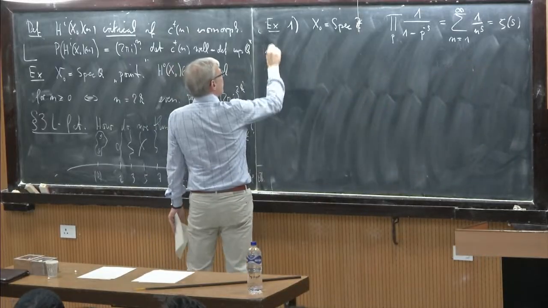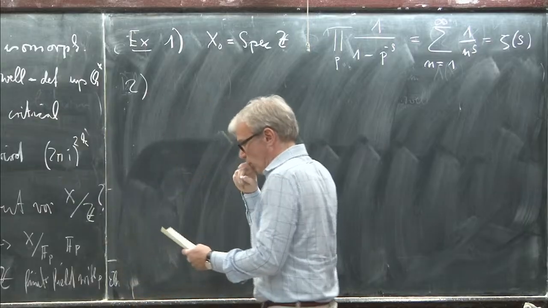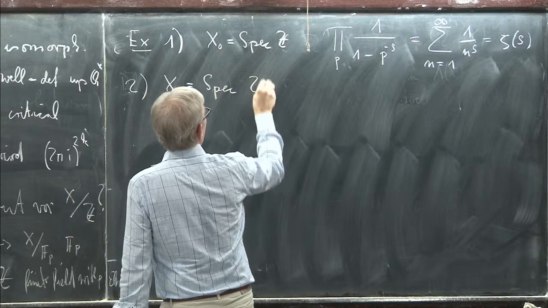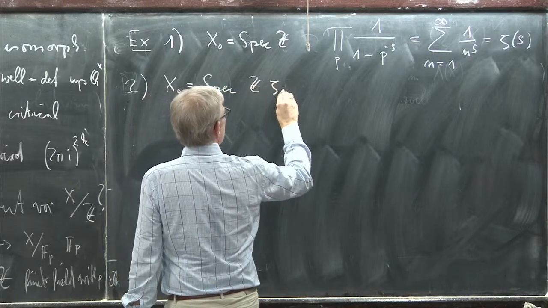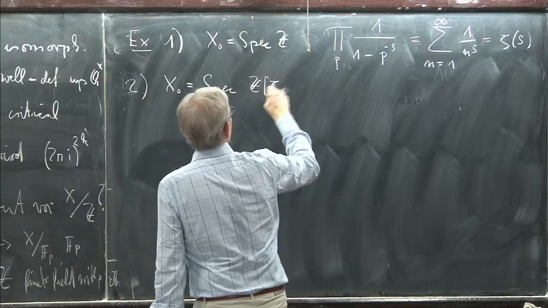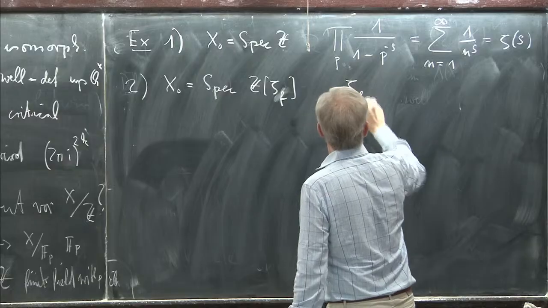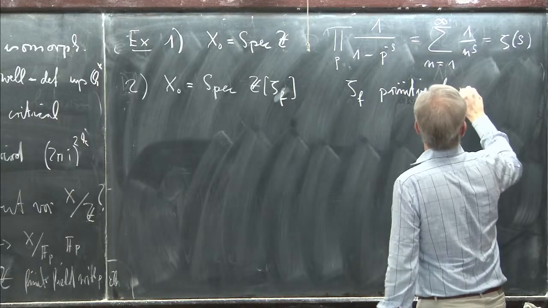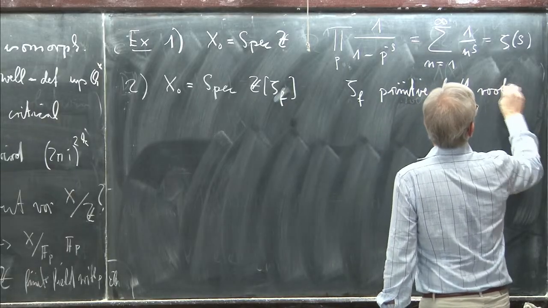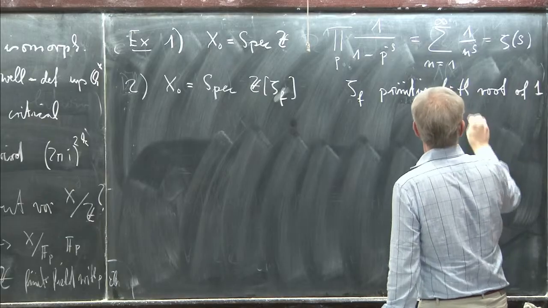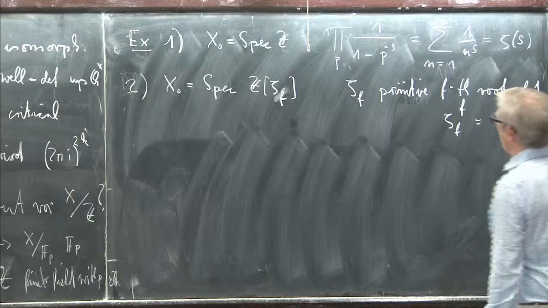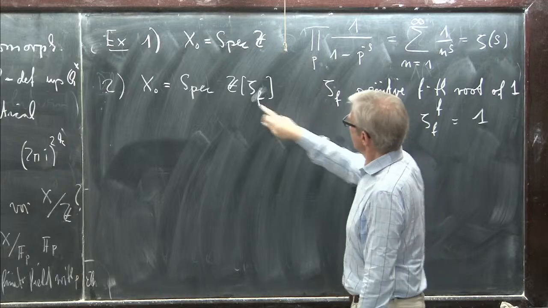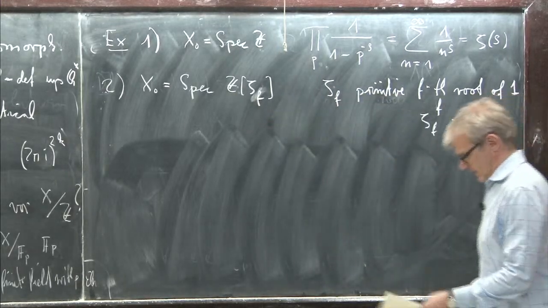Let me give you another example. Now we consider X0, which is Spec of the following ring. We adjoin the f-th roots of unity. So zeta f is a primitive f-th root of 1, so zeta f to the power f is 1. And you take all polynomials in this thing, and then you get a ring. And this ring is this ring.